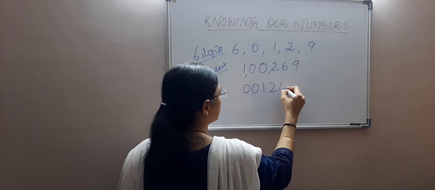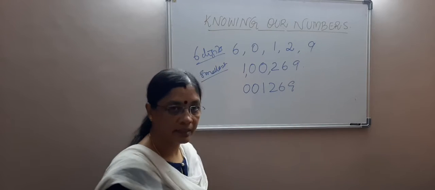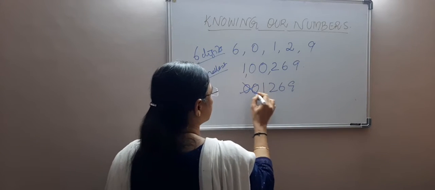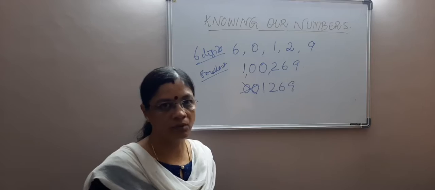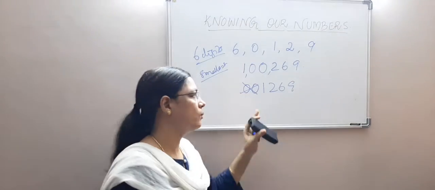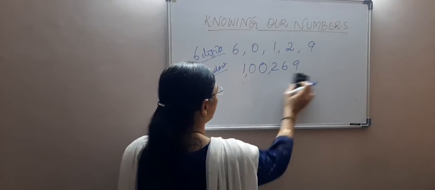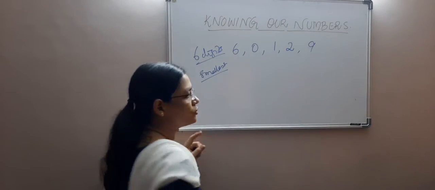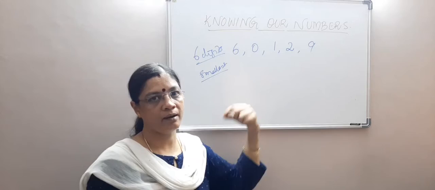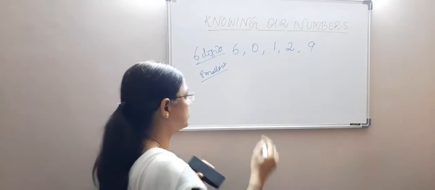If it is like this, starting with zeros, then this is not a 6-digit number, this is a 3-digit number. 269 is the number, which is completely wrong. Do you understand? So it should not start with 0. So you need to pick the next smallest number and write it before the smallest number, which is 0.